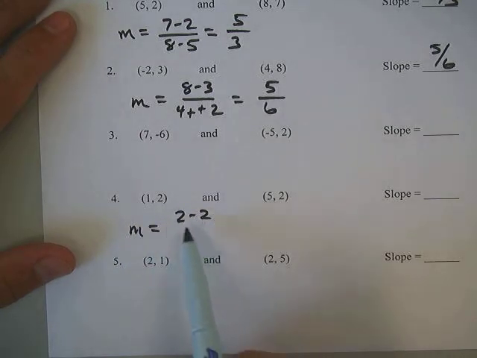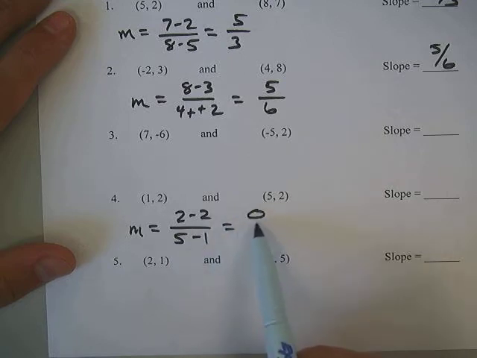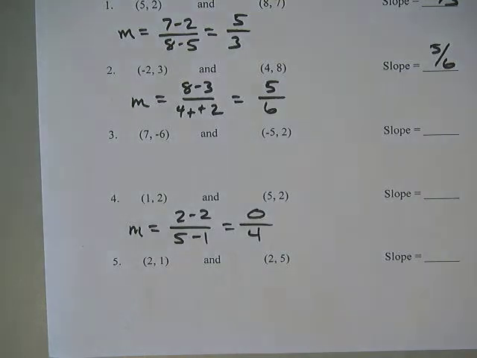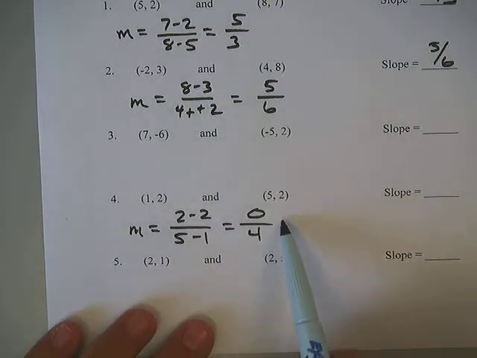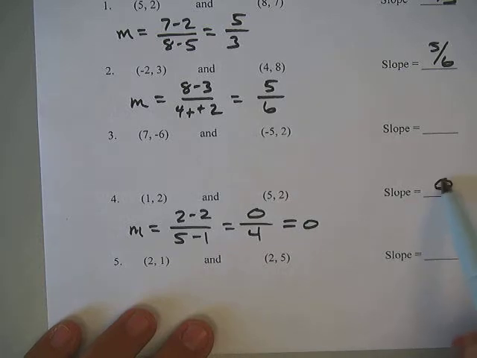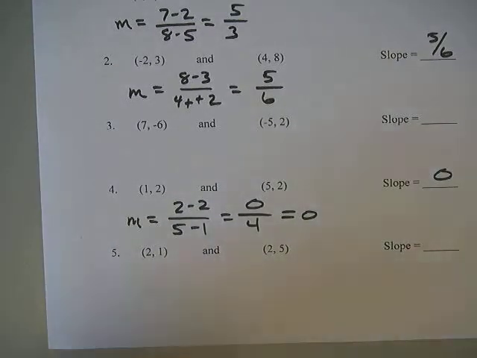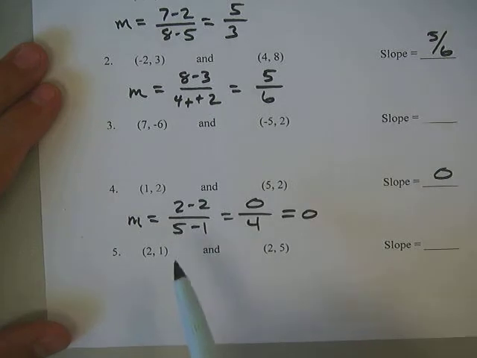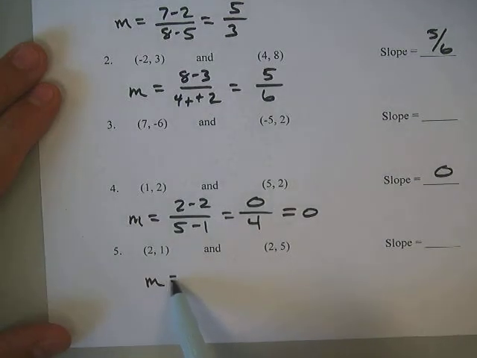It says the slope between 1, 2, and 5, 2. So I would do 2 minus 2 over 5 minus 1. 2 minus 2 is 0. 5 minus 1 is 4. So now we have kind of a special situation here. We have 0 over 4. What does that equal? Well, that equals 0. And we're going to talk in just a minute about what kind of line gives me a slope that is 0.